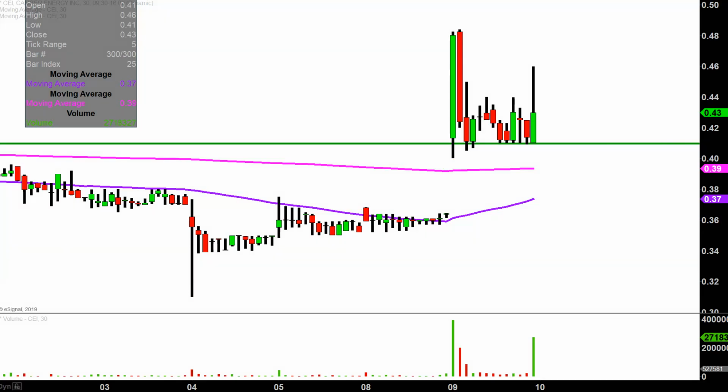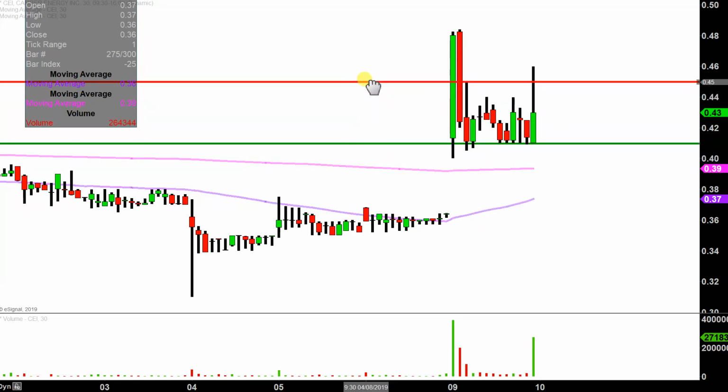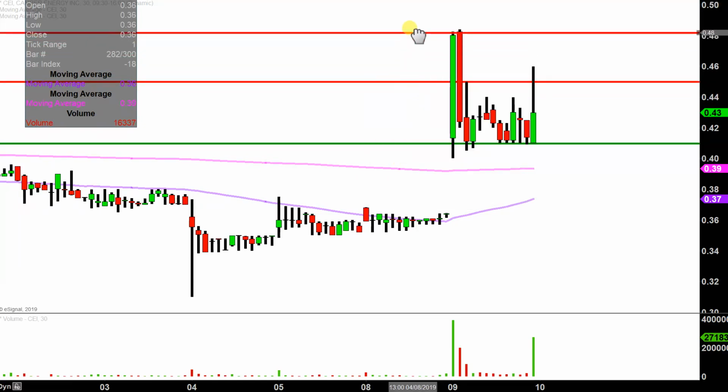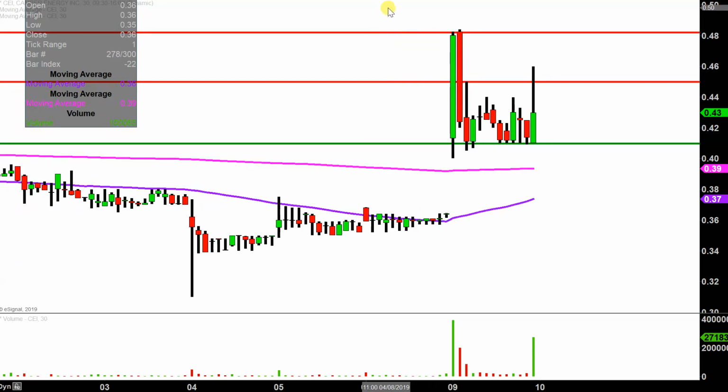What about levels of resistance? As far as where the sellers are in the near term, there seems to be some right up here around the 45-cent mark. And then after 45, nothing fancy or complicated at all, other than the fact that the party officially stopped right up there at 48 cents a couple of times today. So keep an eye on those couple levels.